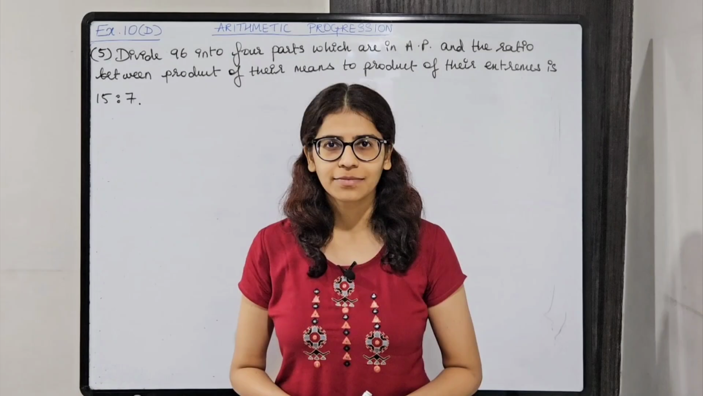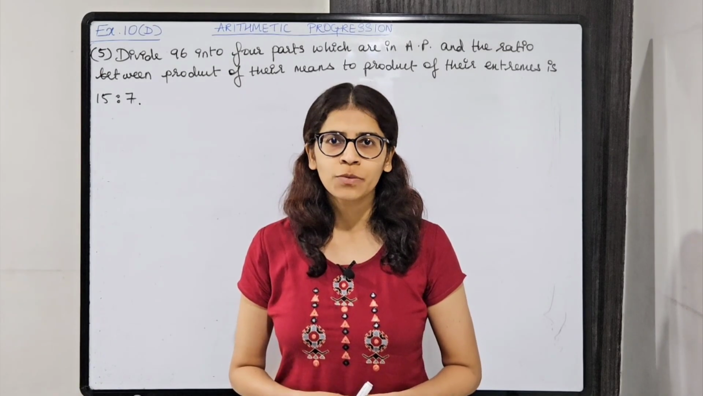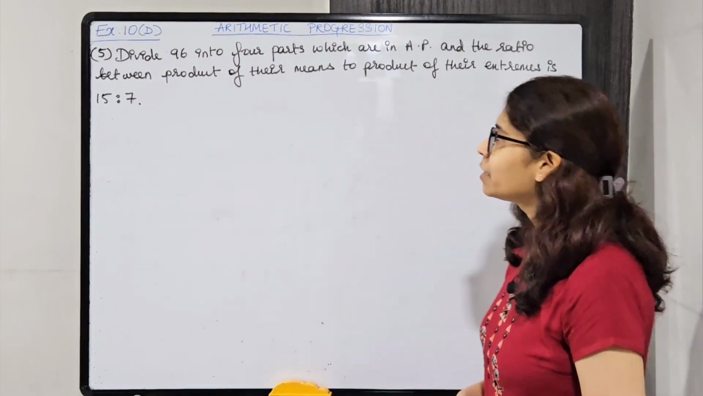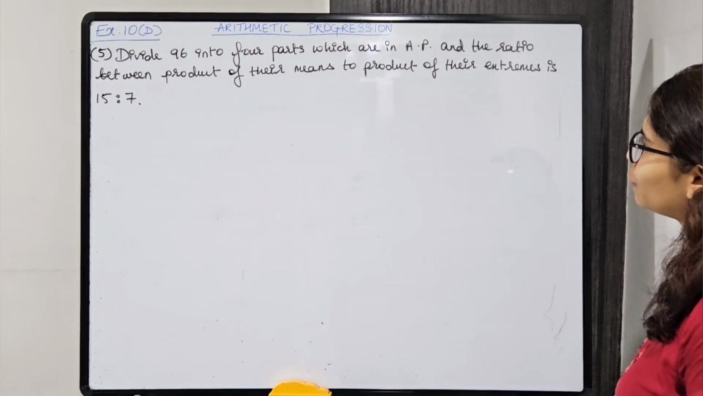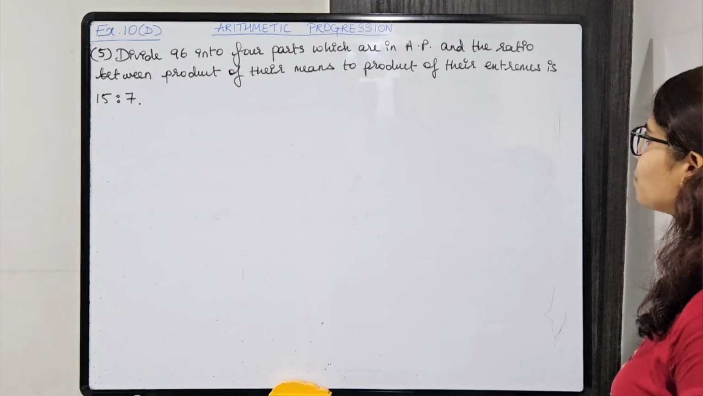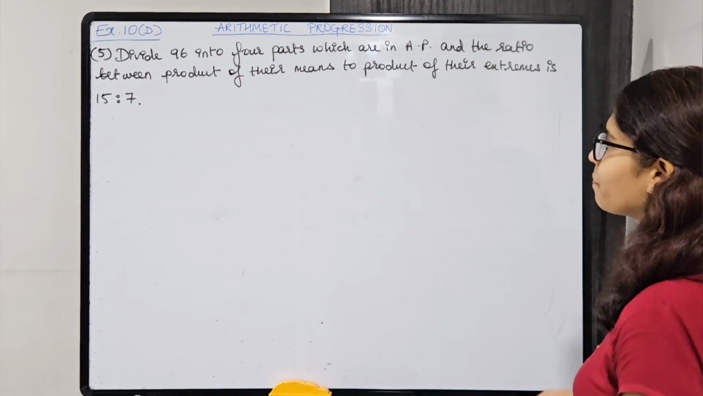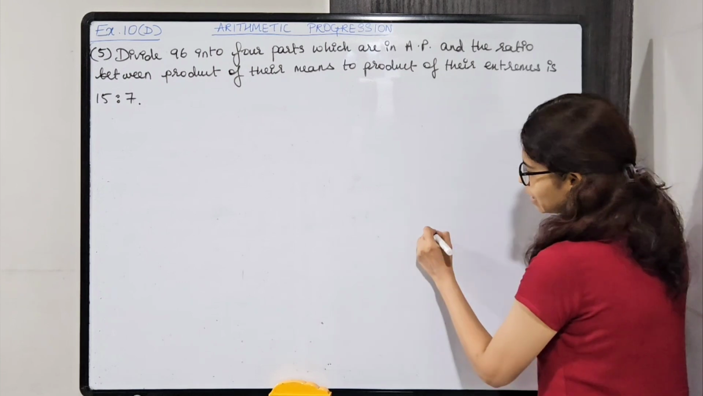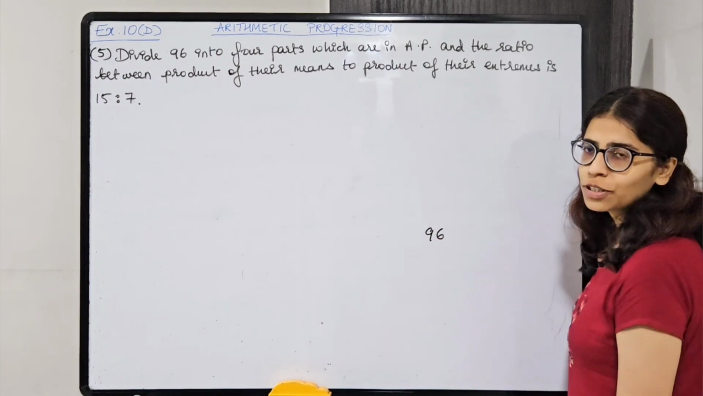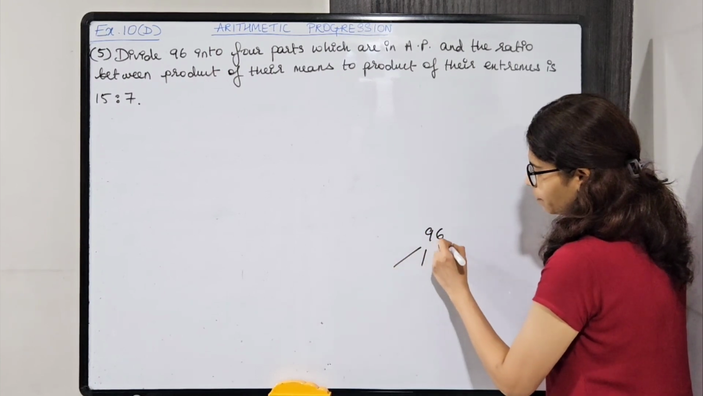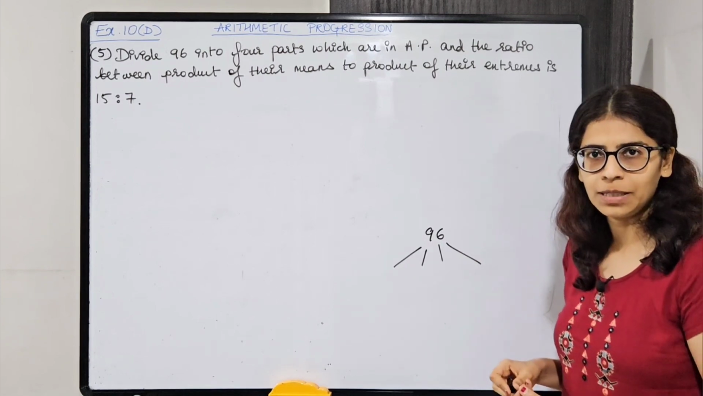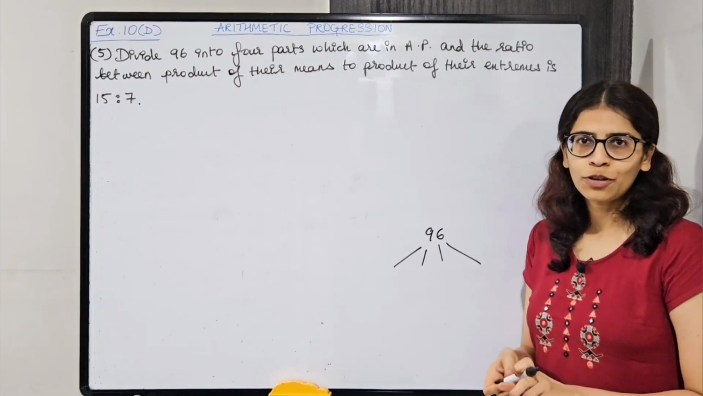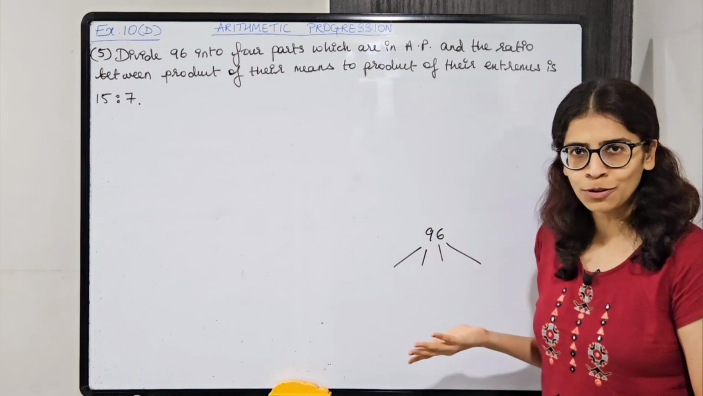Okay, let's read the next question. Question number 5. Divide 96 into 4 parts which are in AP, and the ratio between product of their means to product of their extremes is 15:7. There's a number 96 which we have to divide into 4 parts. Okay, 4 numbers में divide करना है, and these 4 numbers are in AP. So even number of terms है, 4 number of terms है, that is even number of terms है.